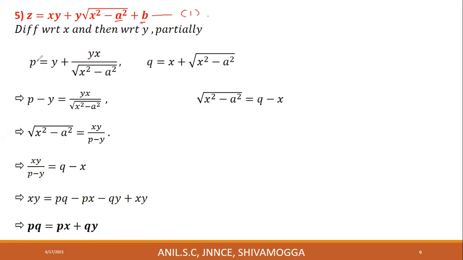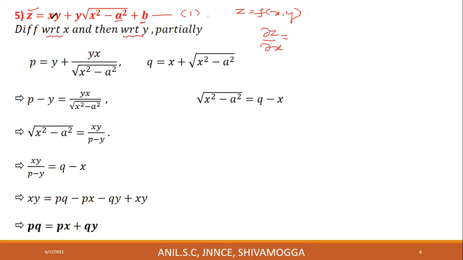Now differentiate equation number 1 partially with respect to x and partially with respect to y. First I differentiate partially with respect to x. z is a function of both x and y, it is not a constant. First we differentiate z. Derivative of z is denoted by del z by del x.